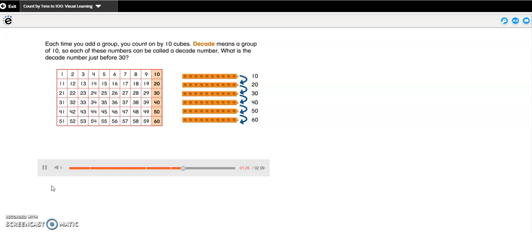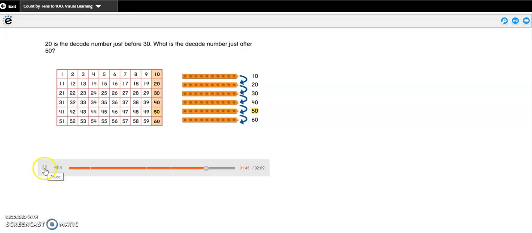Decade means a group of 10, so each of these numbers can be called a decade number. What is the decade number just before 30? 20 is the decade number before 30. What is the decade number just after 50? Okay, so decade means we're counting by tens. So we're going up and down this column. So 30 is the decade number that comes after 20.